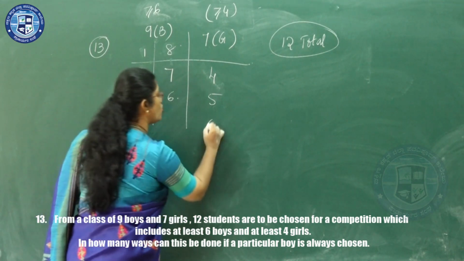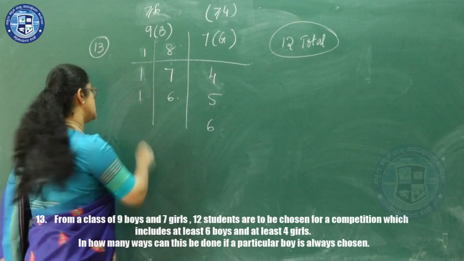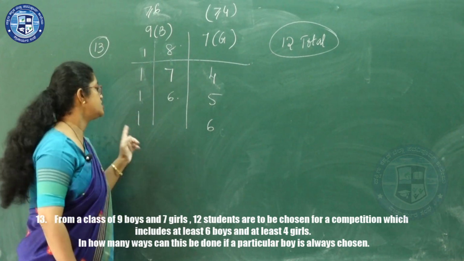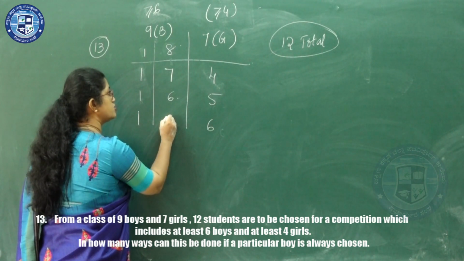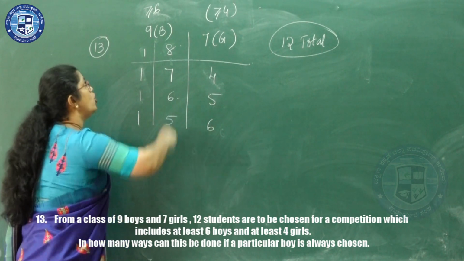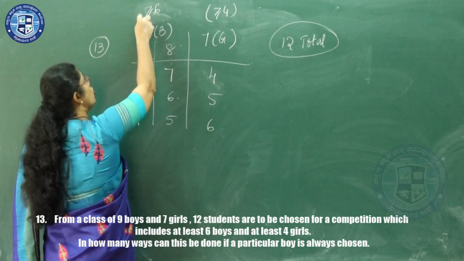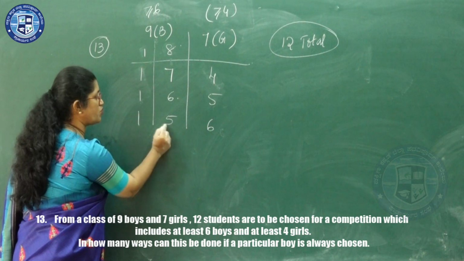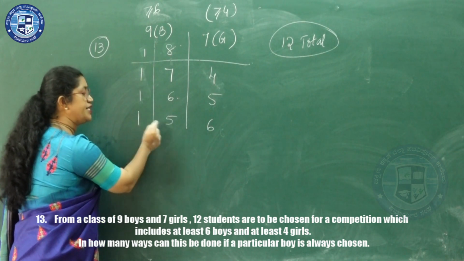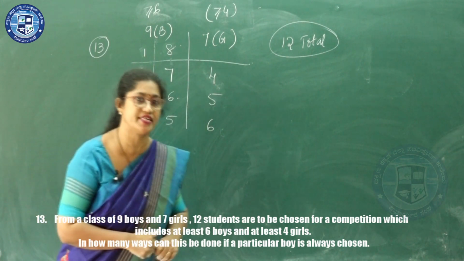Next possibility is, what if I take 6 girls? This is always chosen. 6 plus 1, 7. And here, to make it a total of 12, I need 5. What is my condition? Total boys should be greater than or equal to 6. 5 plus 1, this is the total number of boys. It is 6, so it is still satisfying the condition.